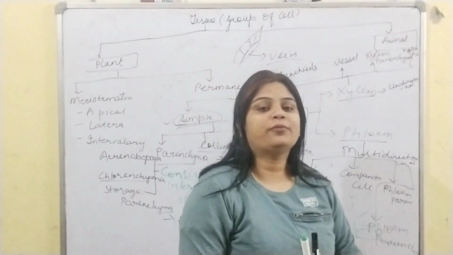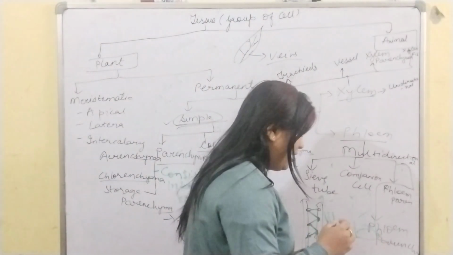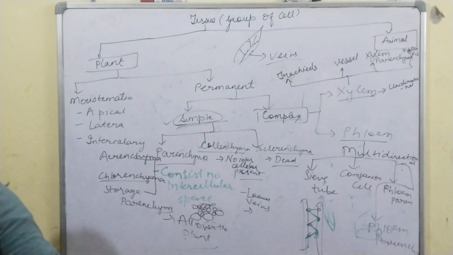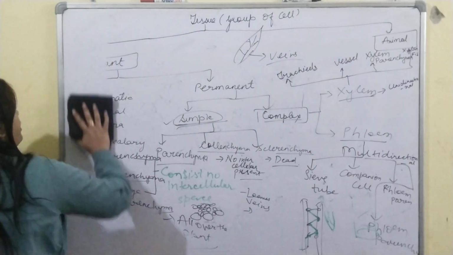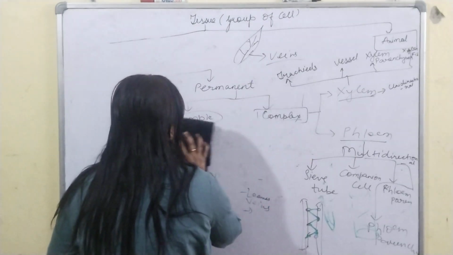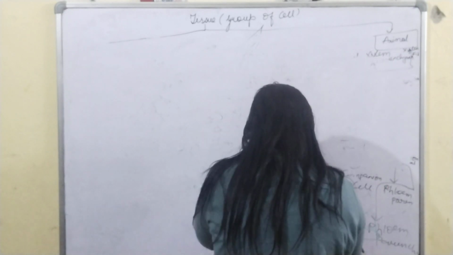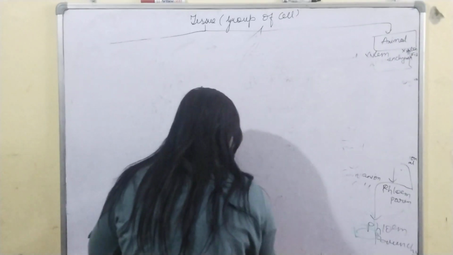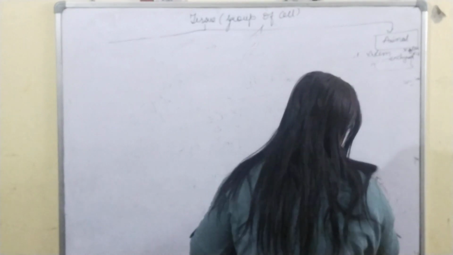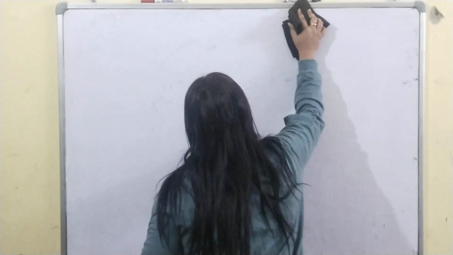So here phloem is over. In the next class I will be discussing animal tissue. In some books they give six types of animal tissue, but we are following NCERT. So there are four types: epithelial, connective, muscular, and nervous. I will discuss this in the next class, the animal tissue.